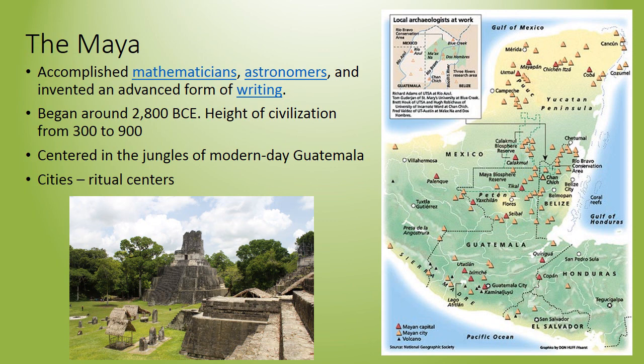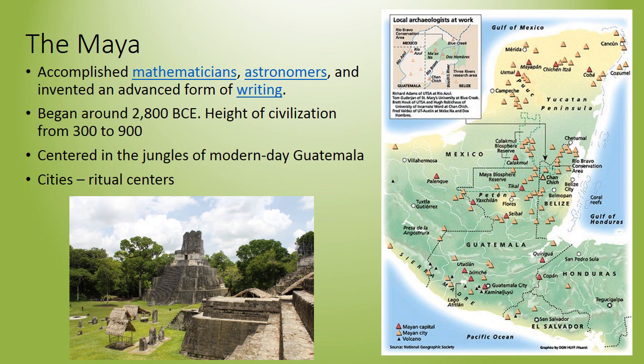But they're known for their mathematics, for their astronomy, and for their writing. They not only developed a hieroglyph type of writing, they had a mixture. They had hieroglyphs that represented pictures like you would see in Egypt or in China, but they also had hieroglyphs that would represent sounds that you would make, something similar to an alphabet. So their writing was a mixture of hieroglyphs and, I wouldn't say alphabet, but glyphs that represented sounds that they would make.